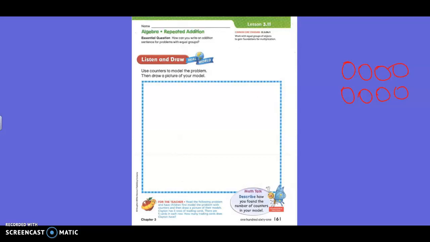Okay, here's the question. How many trading cards does Clayton have? Let me ask you a question. How many rows did you make with your circles or your squares? Lena? 3. Why did you place 5 counters in each row? It told you that there are 5 trading cards in each row, right? So you would put 5 in each row. Why is it important to draw 5 items in each row?